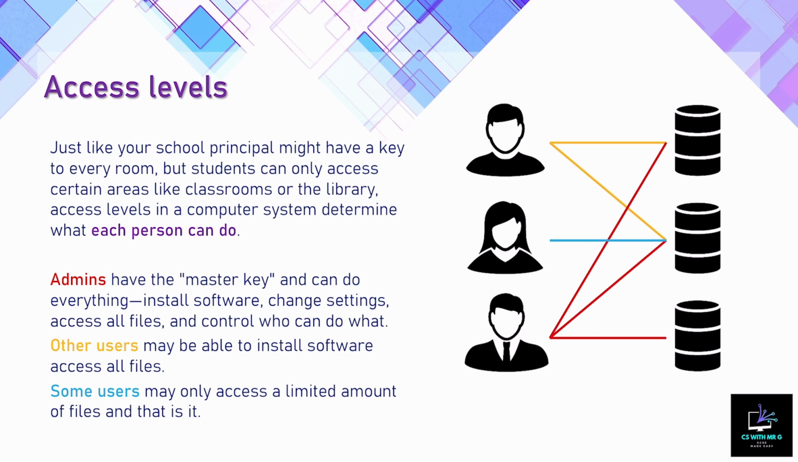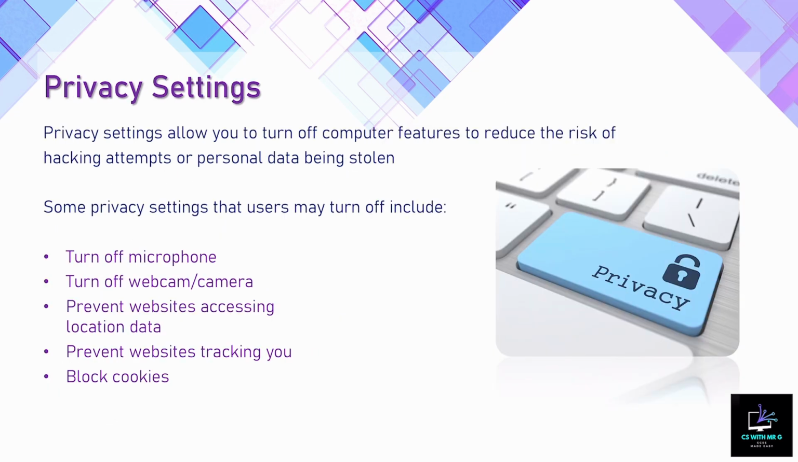Now, the students at the bottom will only be able to access what's on the system and they can't do anything other than that. They can't install software, they can't create new users. Different access levels, again, are a form of security because you can limit accounts on what they can access within a system. You also need to be aware of privacy settings and what you can turn on or off within a system.